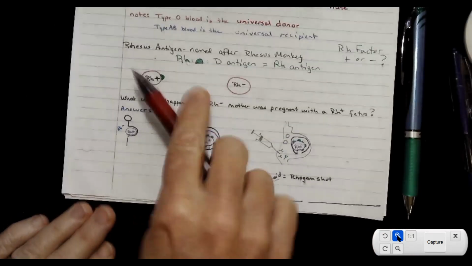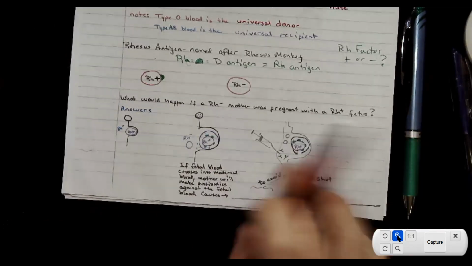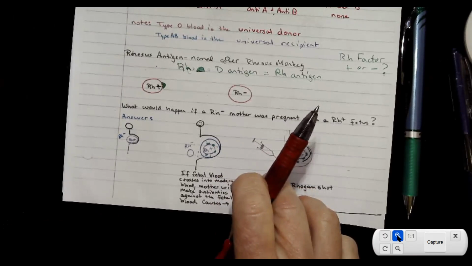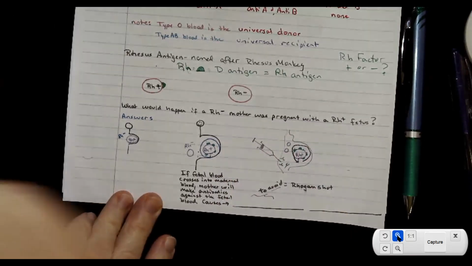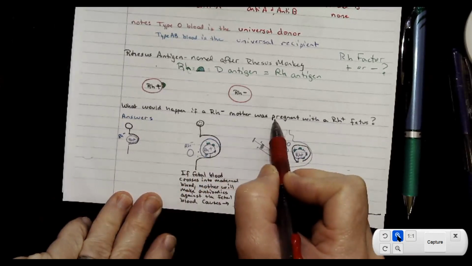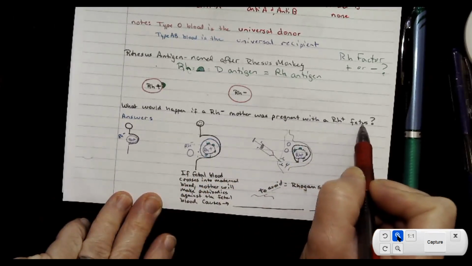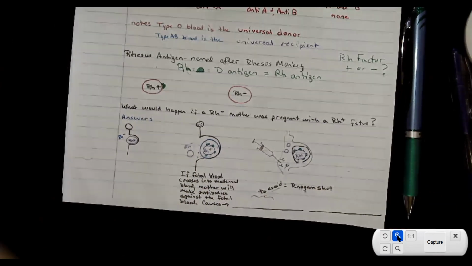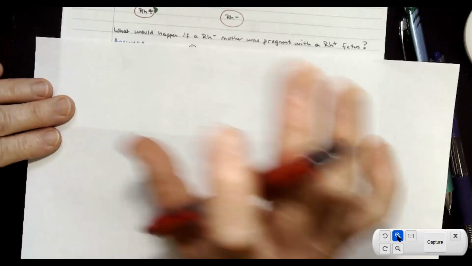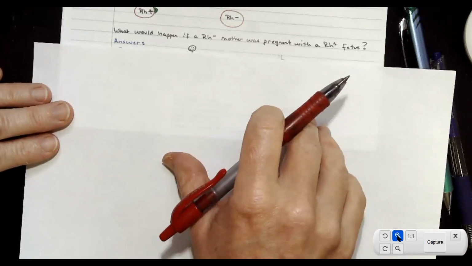So you have to remember Rh positive and Rh negative. Now there's a disorder that you need to be aware of, and that is what would happen if an Rh negative mother was pregnant with an Rh positive fetus? I've got some drawings here, but let's just draw that question out. And when you have the essay questions, this is what you need to do. You need to draw everything out. We are only looking at the Rh factor, all right?